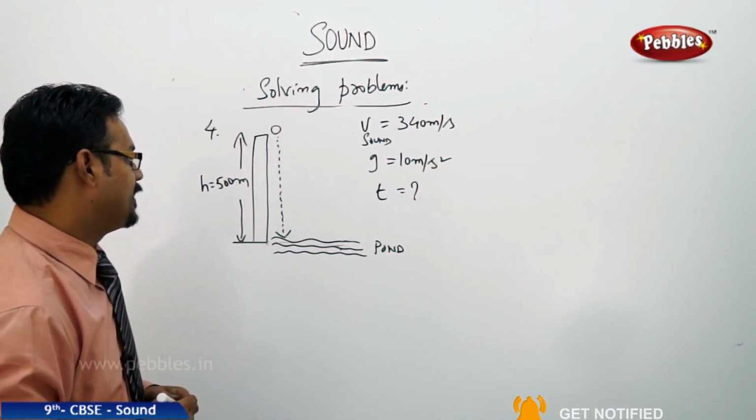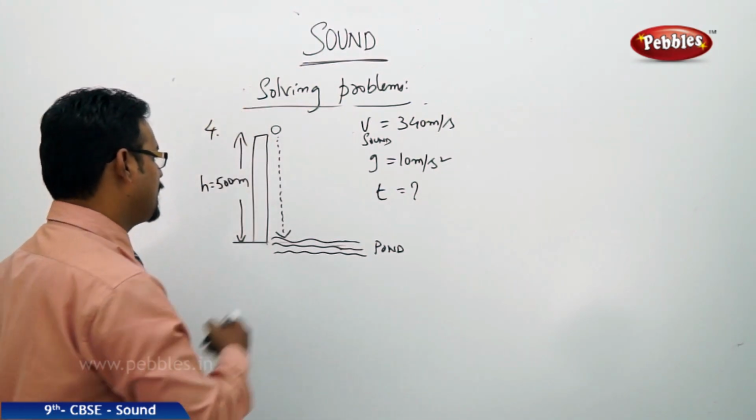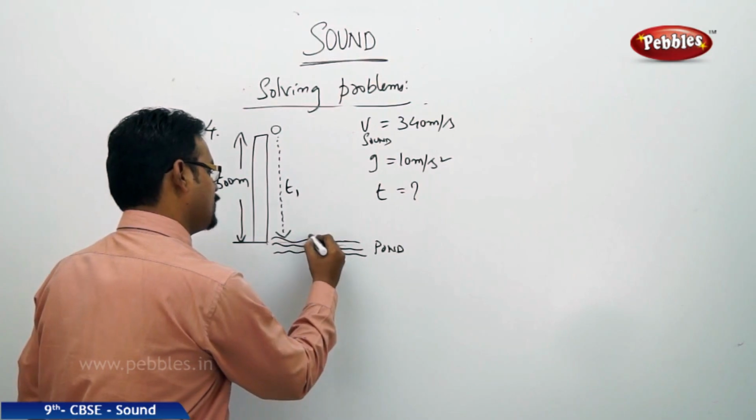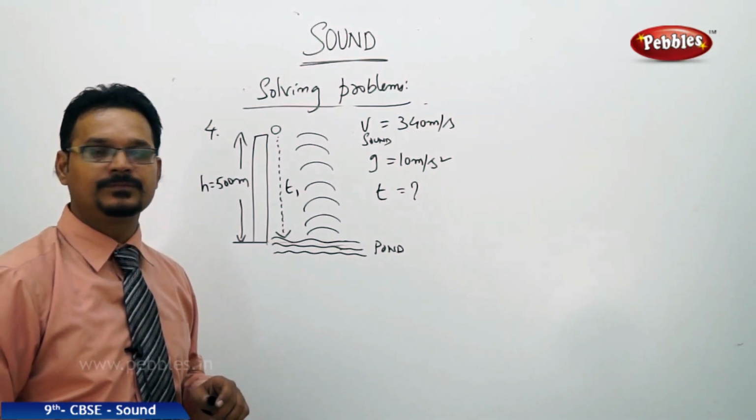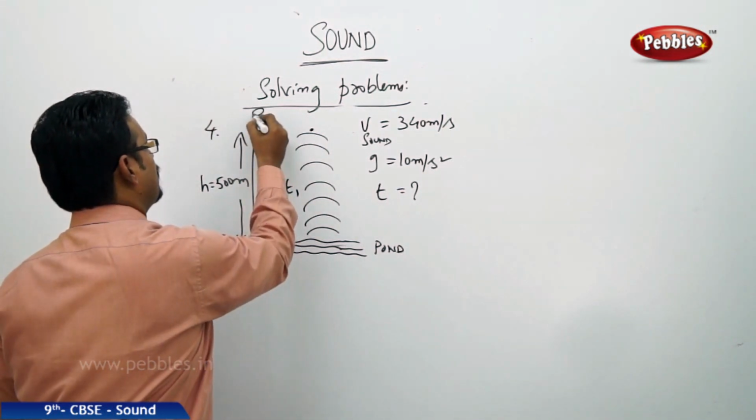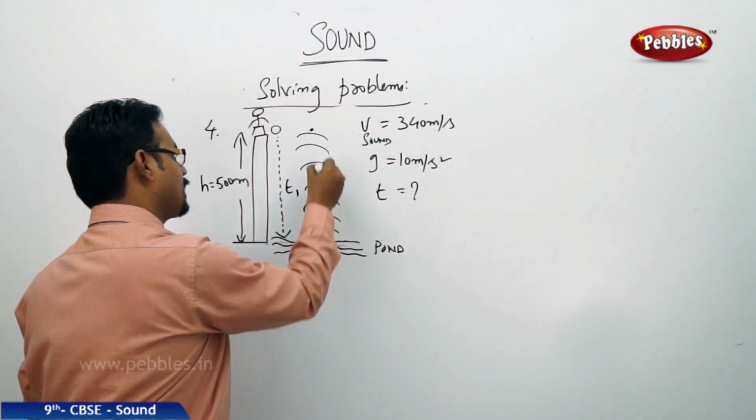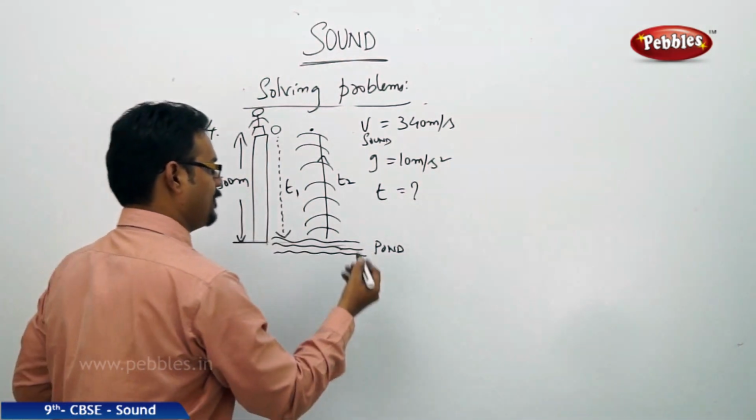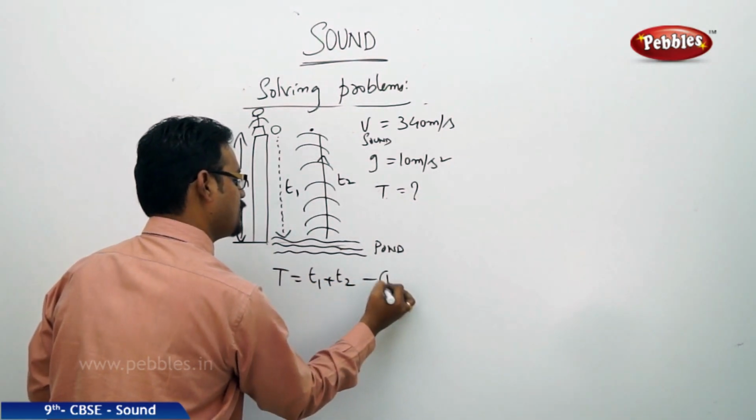Okay, now how do we calculate? If you see this picture, the stone has to travel from here to here. Some time will be taken. Let us say the time is t1. After the stone falls in the pond, the waves are produced and the waves travel up to this point. Then the person standing here can hear the sound. So this time is t2. So t1 plus t2 is the total time. Say total capital T equals t1 plus t2, this is equation 1.